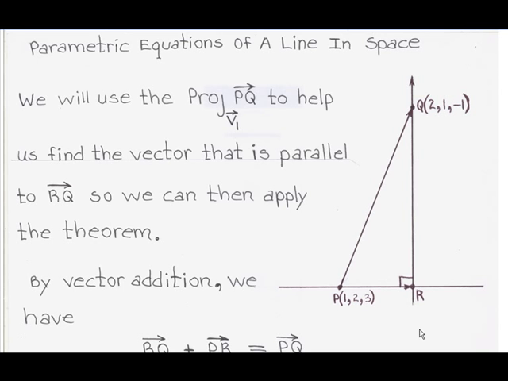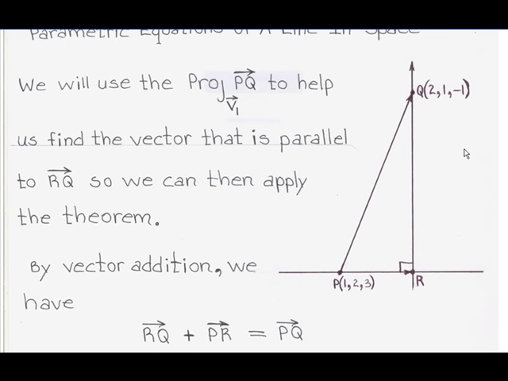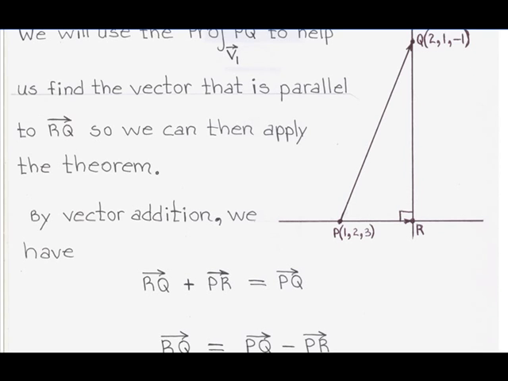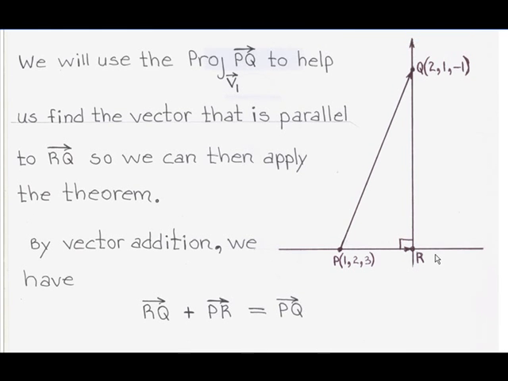Now, taking a close look at this diagram, again, if you did not copy it, please pause the video and copy it now, because this is going to be essential to what we're going to be doing. So please pause the video, copy the diagram so you can continue to follow along. Now, as you see from the diagram, by vector addition, we have that vector RQ plus vector PR is equal to vector PQ.